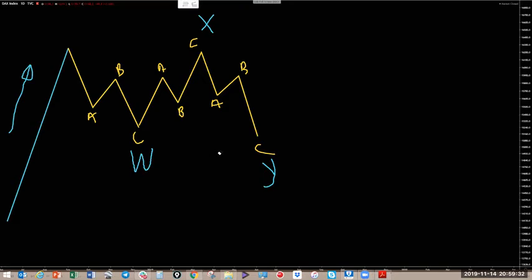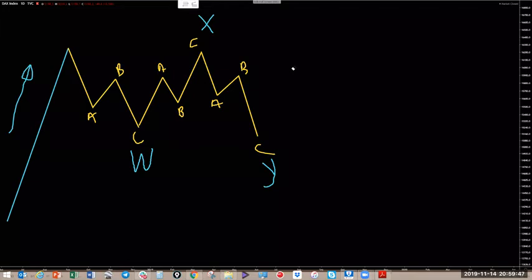Double correction. I want you to understand the principle. I know when we go to the practical, it's going to be a bit more challenging than this, but if you understand this, it should be fairly straightforward when you go to a chart. Right, so now you have got the double corrections. We've learned about the double correction.